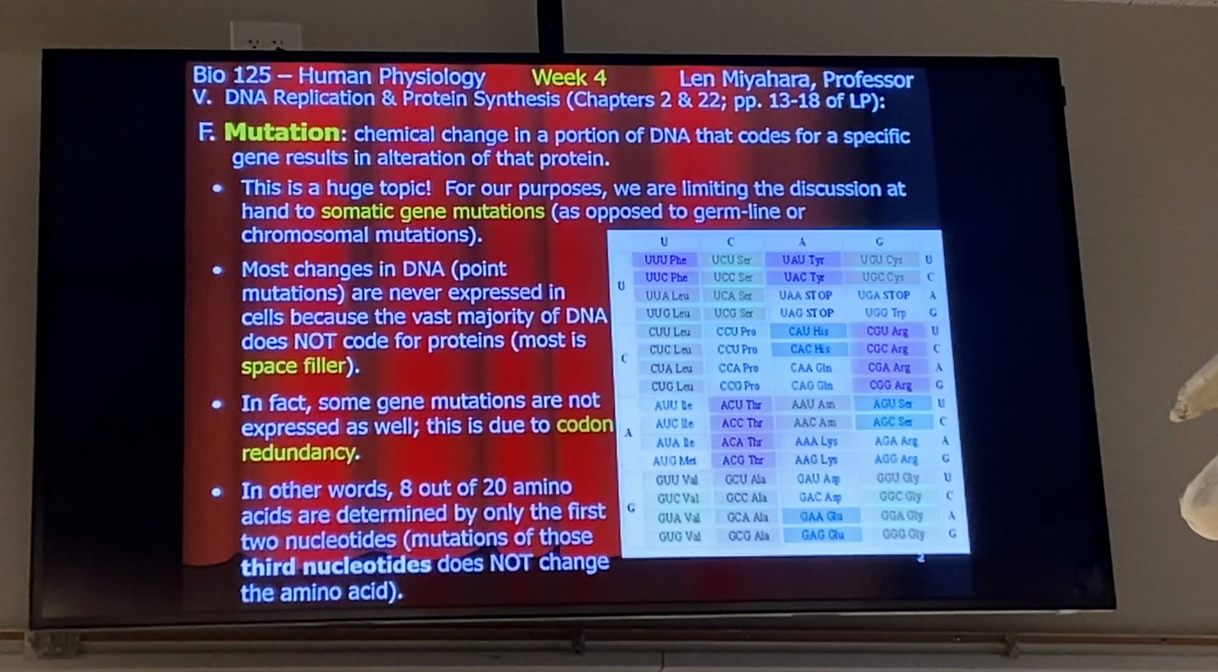And again, when we talk about these types of mutations, somatic gene mutations, we usually don't even know that they happen. And the reason why was already given last week when I talked about how less than 2% of your DNA actually codes for anything. If you get a change, a point mutation of 1 to 3 nucleotides in space filler, your cells don't know the difference. It's neutral. Everybody get that?